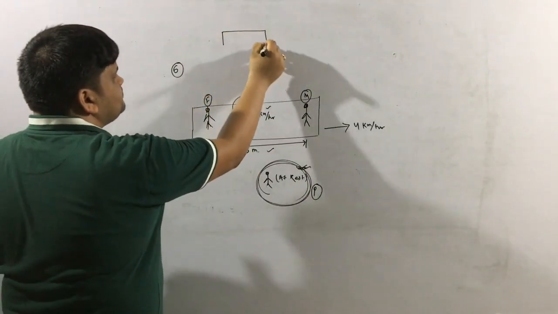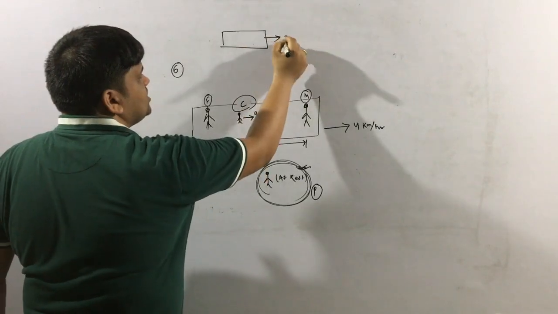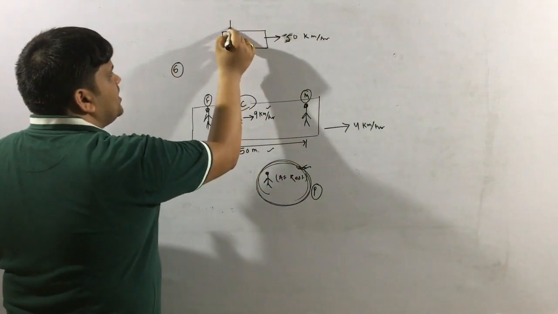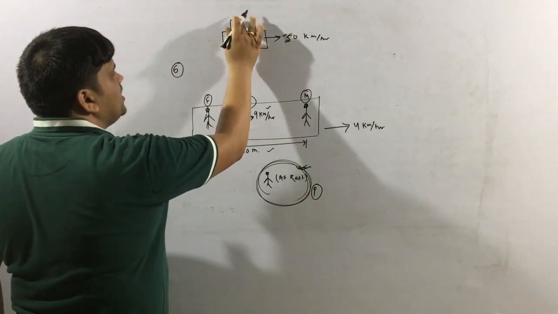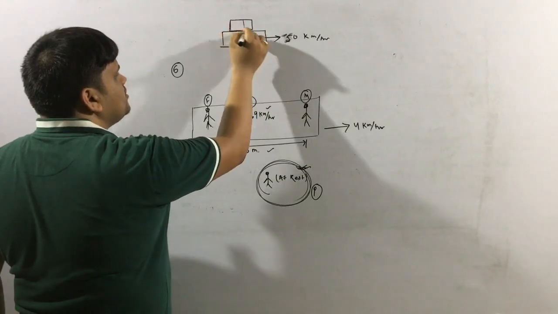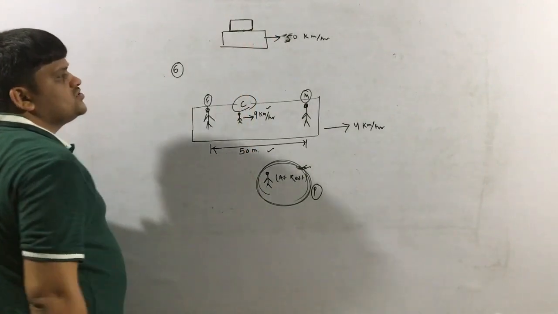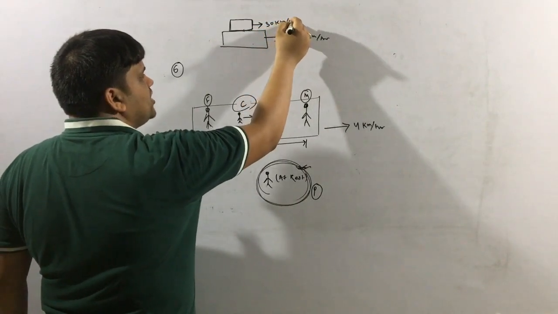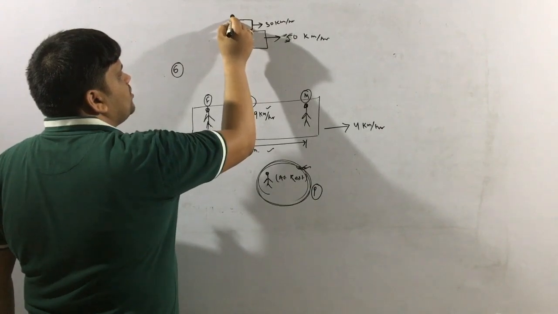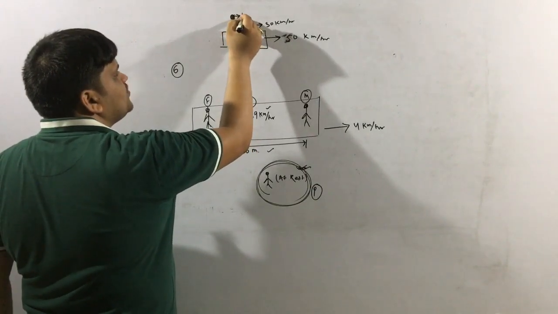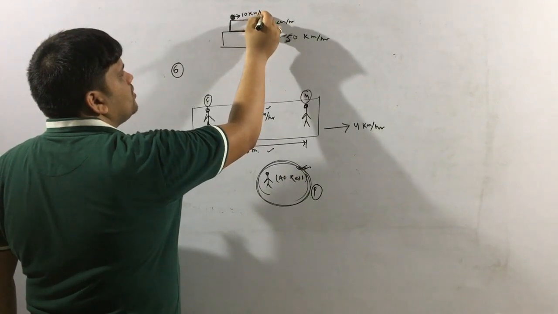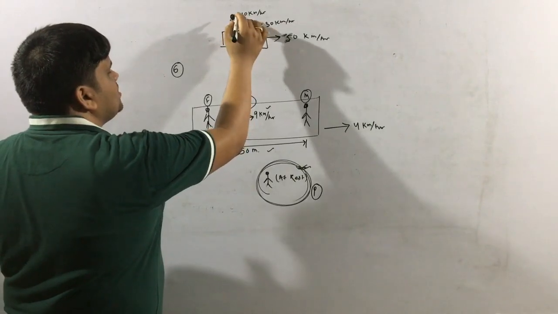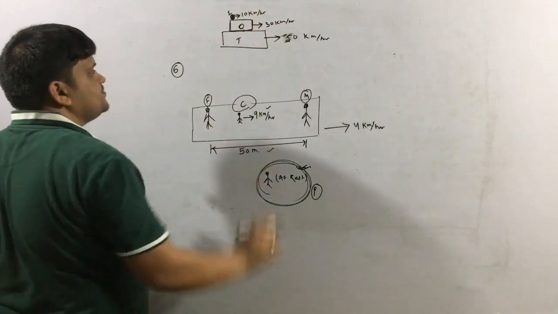Let there be a train moving along this direction with a speed of, let's say, 50 km/h. Let there be a car placed on the train. Let for an instant, there is an object placed on the train which is again moving with a speed of 30 km/h on the train, and there is an insect on the object which is again moving with a speed of 10 km/h with respect to the car. This is a train, this is a car, and this is an object, and this is an insect.